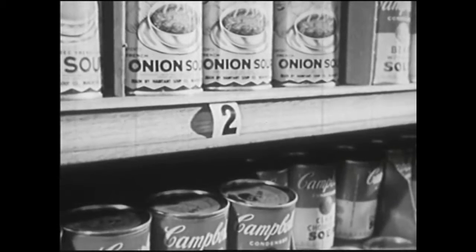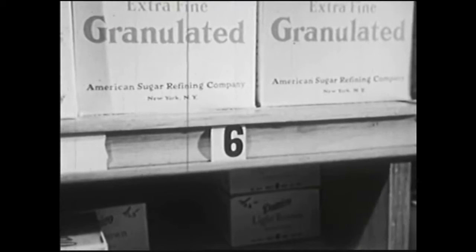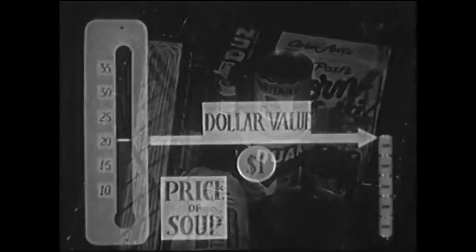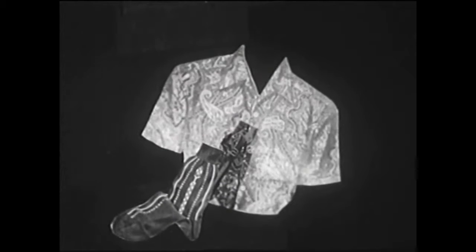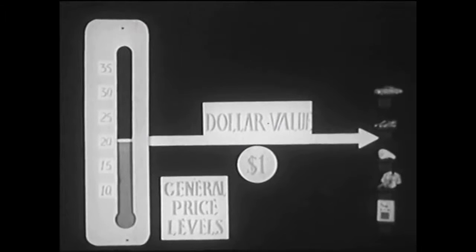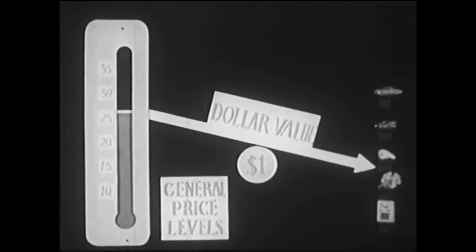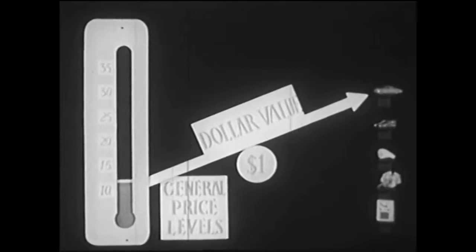Now, of course, the price of soup is only one price. The day the price of soup goes down, the price of sugar may go up. But sometimes the prices of many things move upward or downward at the same time. So when we talk about the value of the dollar, we usually mean not the price of one article, but the prices of many articles. We're talking about general price levels. As the general price level goes up, the value of the dollar goes down. As the general price level goes down, the value of the dollar goes up.